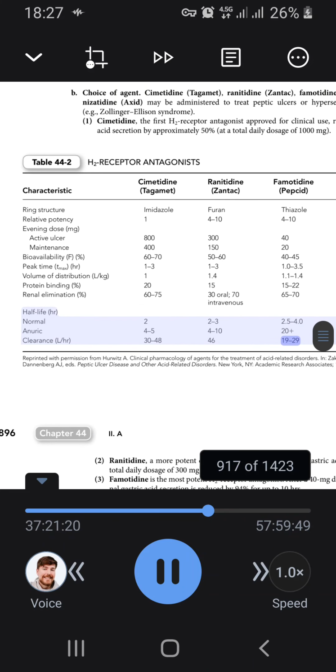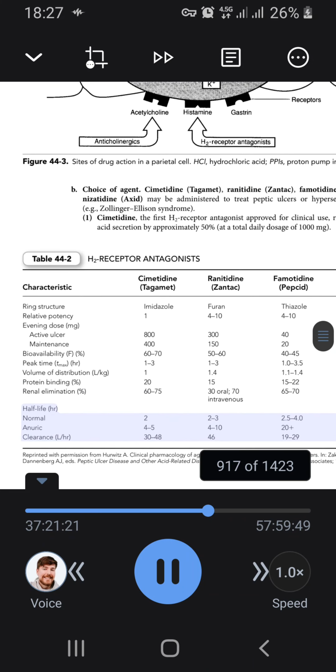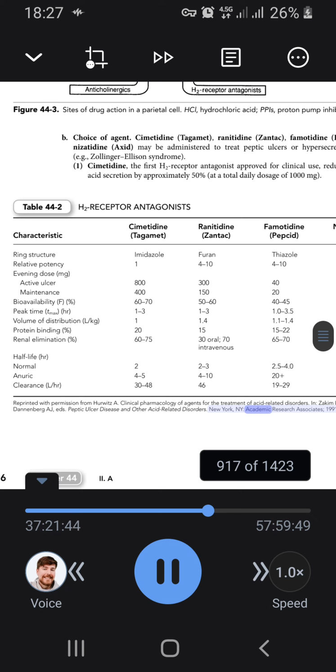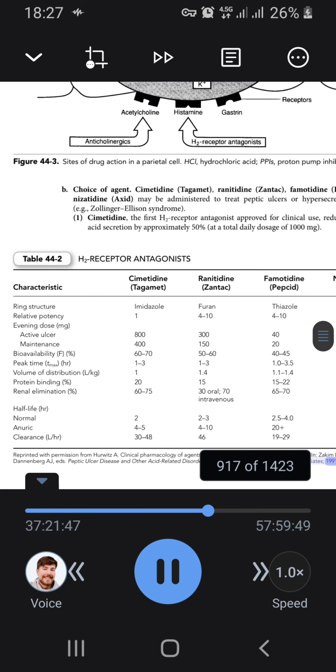Reprinted with permission from Hurwitz. Clinical Pharmacology of Agents for the Treatment of Acid-Related Disorders. In Zakim D, Dannenberg AJ, eds. Peptic ulcer disease and other acid-related disorders. New York, Academic Research Associates, 1991. B. Choice of agent.